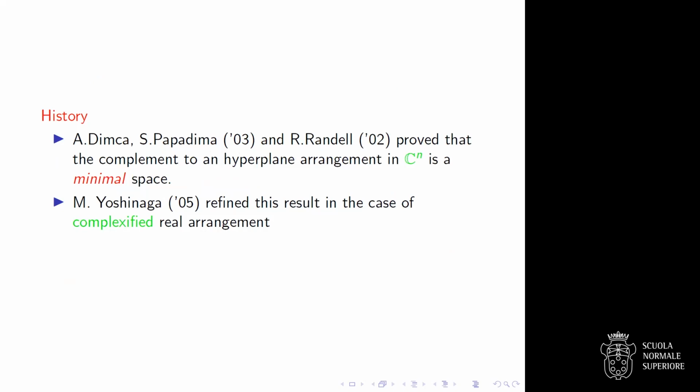Why were we sure about the existence of a minimal complex? Because there was already a result by Dimca and Papadima in 2003 and Randell in 2002. They separately essentially proved that the complement of a hyperplane arrangement in complex space is always a minimal space. So this was a guarantee that a minimal CW complex indeed existed.